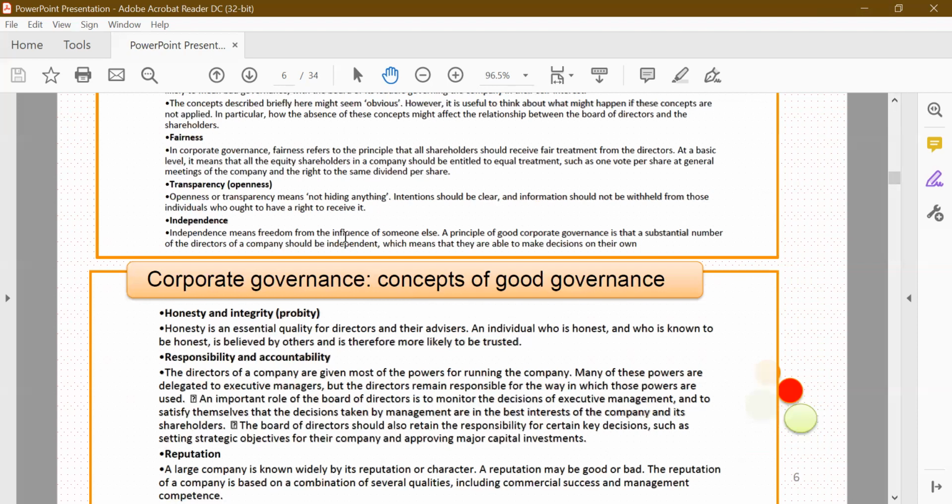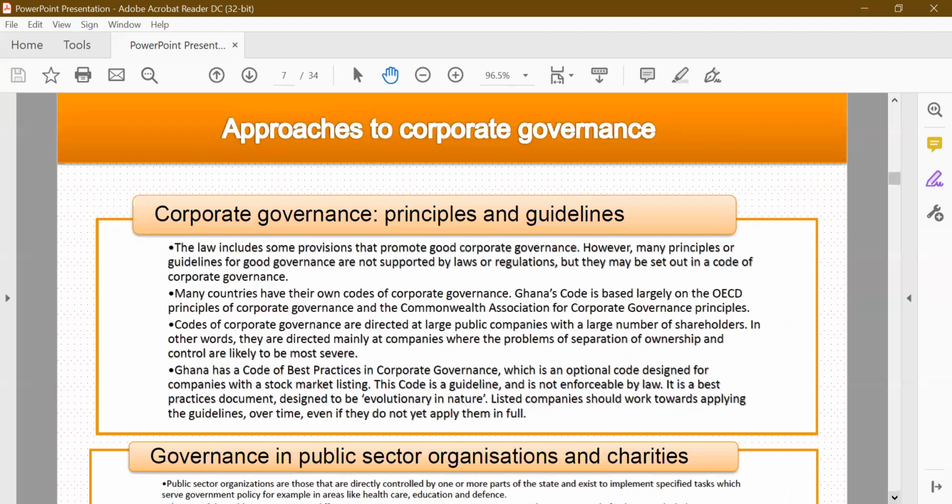Another concept of good governance is reputation. A large company is known widely by its reputation or character. A reputation may either be good or bad. The reputation of a company is based on a combination of several qualities. So preservation of a good reputation is key when it comes to good governance. This is very important because loss of reputation can cost organizations a lot of money.